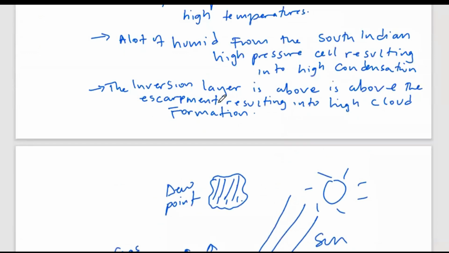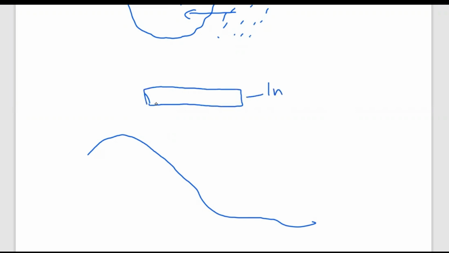If you check option number 3, where they say the inversion layer is above the escarpment, resulting into high cloud formation, then we can as well illustrate it here. Okay, let us try to show this. We show our escarpment there. Show the inversion layer. Escarpment. So the inversion layer above the escarpment.